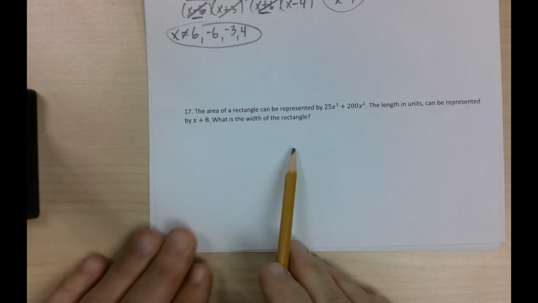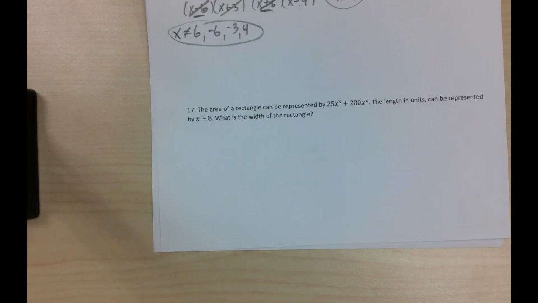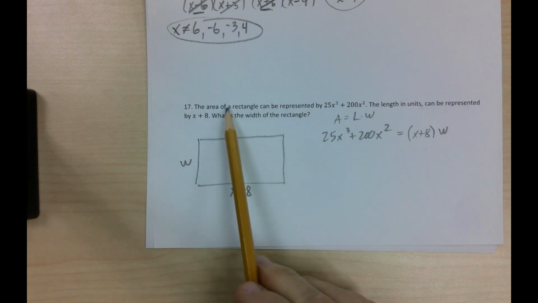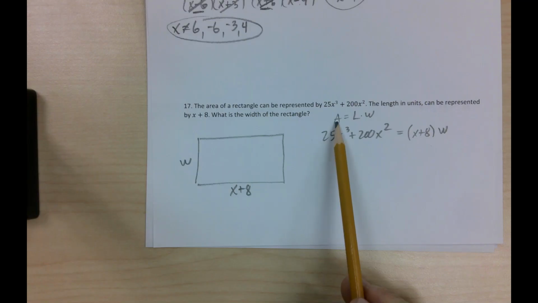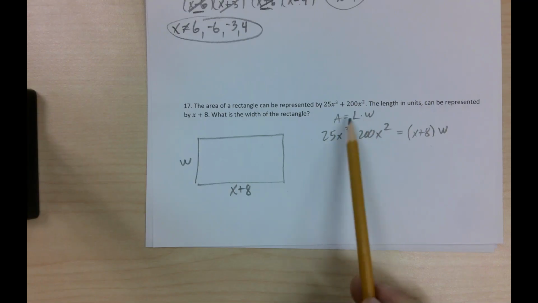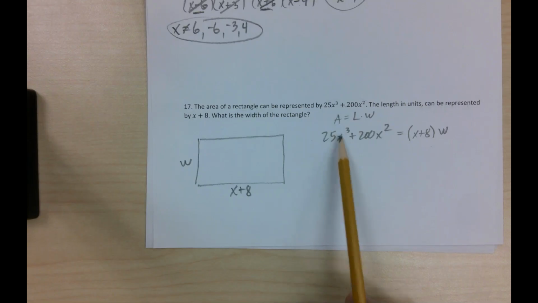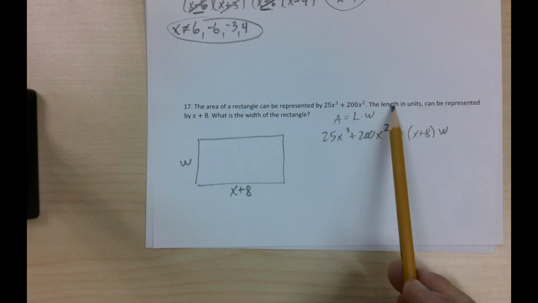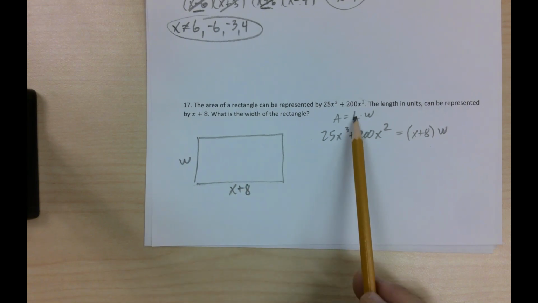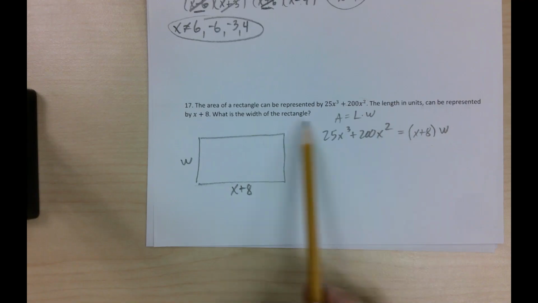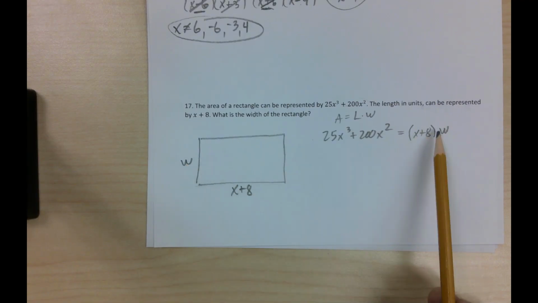Alright, so I'm going to take a second and draw this. Okay, so the area of a rectangle represented by that craziness. So here's the formula for the area. Area is length times width. So I substituted this in for area right here. It says the length can be represented by x plus 8 right here. So I substituted for the length x plus 8. They're asking us to find the width, which is here, and there it is in our formula.